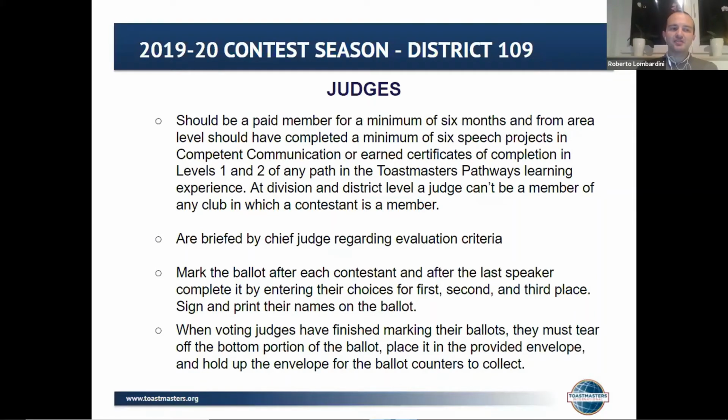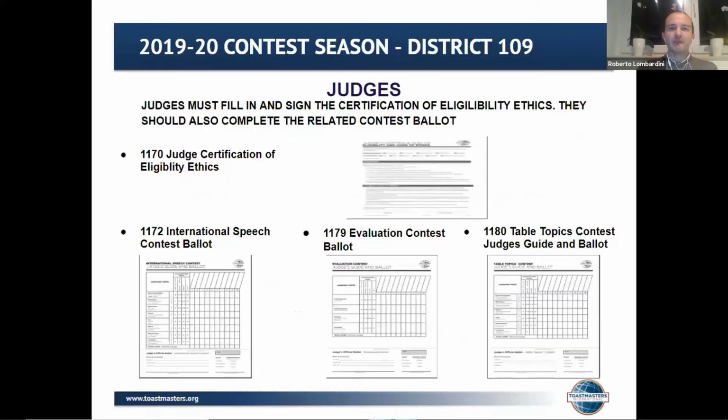Let's move to the judges, but I think Lorenzo will also speak about them. They should have the same eligibility criteria as the chief judge: club members at club level, everyone, and after that, from area, 6 speeches or 2 levels of Pathways. They have to just choose first, second, and third place and remember to sign their ballots. You will see this afterwards with Lorenzo. So let's move on quickly.